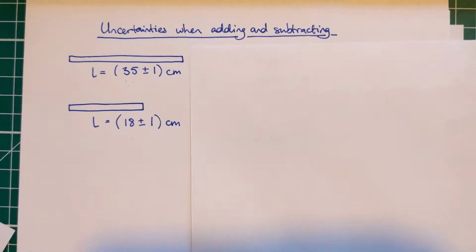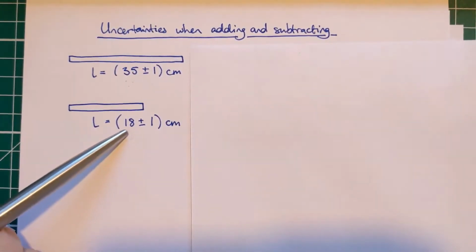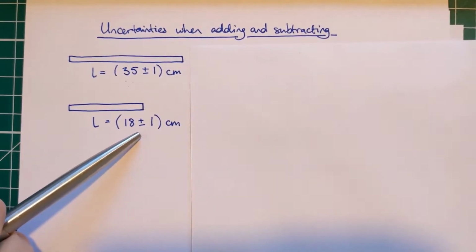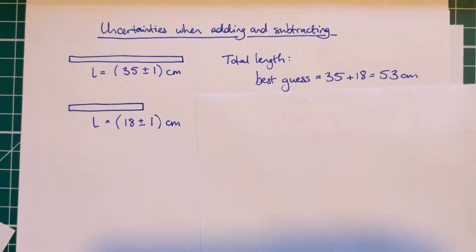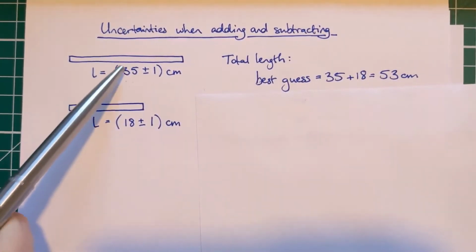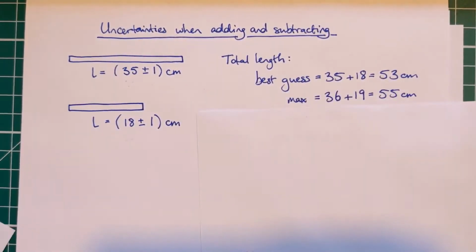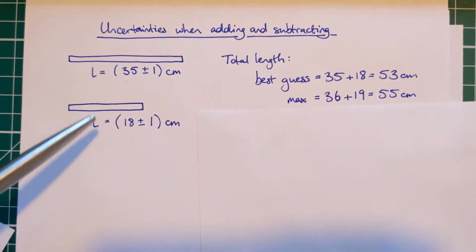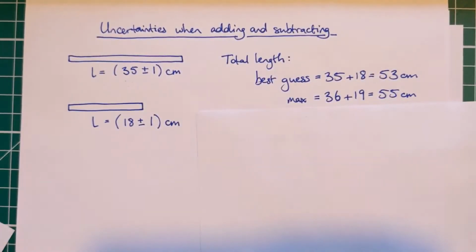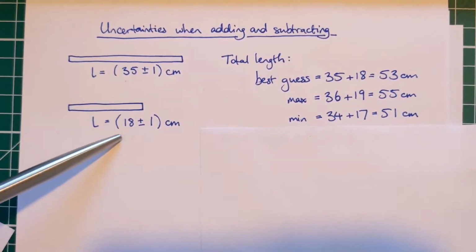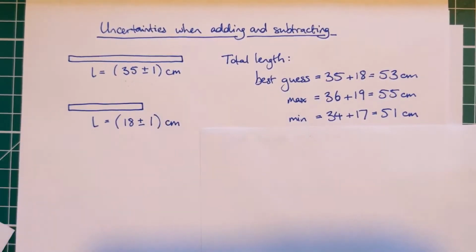If I have another stick now, this one I've measured and I think it's 18 centimetres, but it could be as long as 19, or it could be as short as 17. So if I put these end to end and ask what's the total length, my best guess is that it's 53 centimetres long. But this one could be as long as 36 and this one could be as long as 19. So possibly the two of them end to end are as long as 55. And similarly, this one could be as short as 34, this one could be as short as 17, so it's possible that end to end they're actually as short as 51 centimetres.